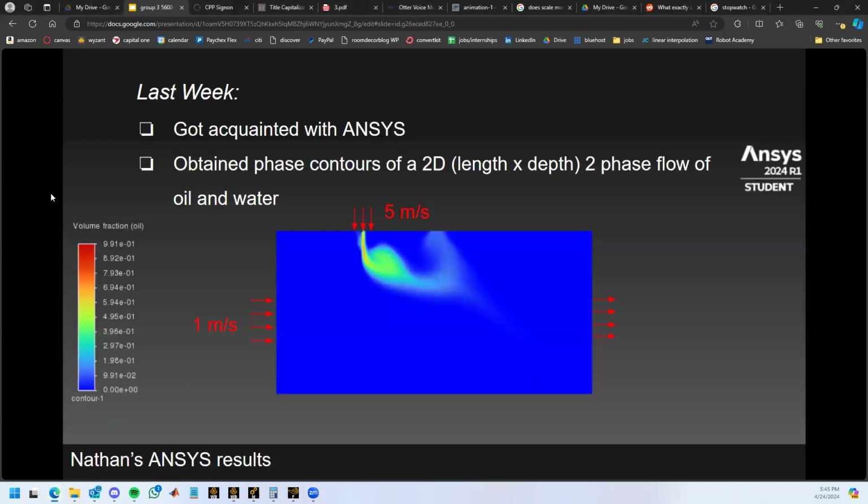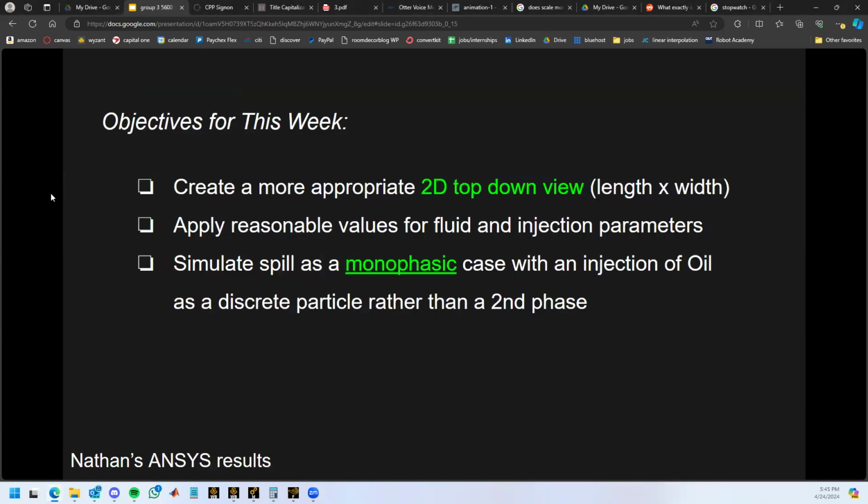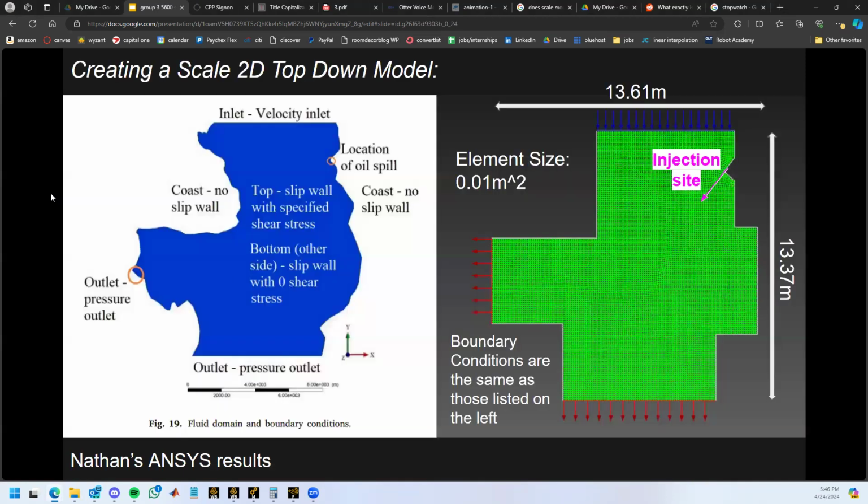This is what I did last week. I just got acquainted with ANSYS by modeling a 2D side view of a tank with oil and water mixing as a flow. This week, my objectives are to create a 2D top-down view that matches the study better, to simulate the spill as a monophasic case with oil as discrete particles rather than another phase.